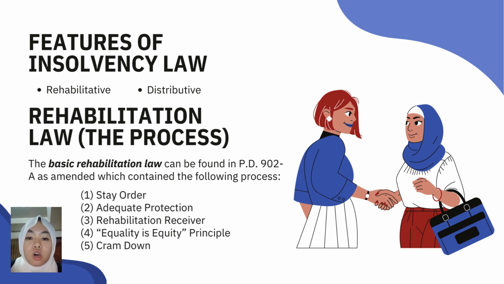Rehabilitation law or the process, as amended, contains the following. First, stay order. Second, adequate protection. Third, rehabilitation receiver. Fourth, equality is equity principle. And fifth, cram down.